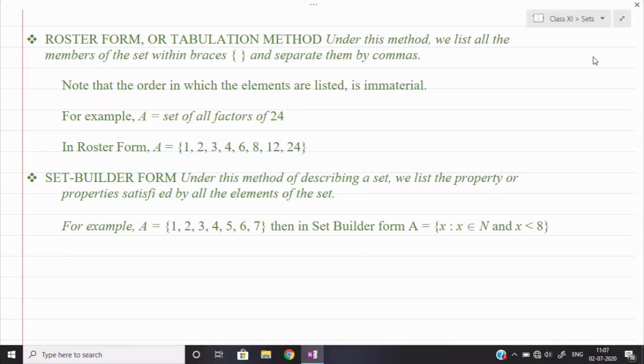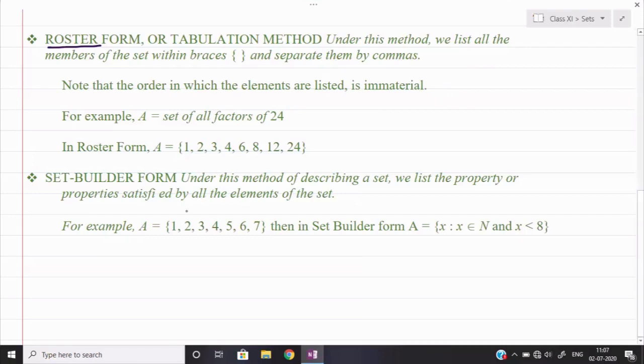So first of all, we shall see the roster method. See what definition is given to us. The roster method is also called the tabulation method, but normally we use the name roster method. Under this method, we list all the members of the set within curly brackets. Means we shall write down all the elements under the curly bracket and separate them by commas. When I am writing the elements, I will separate them all by commas.